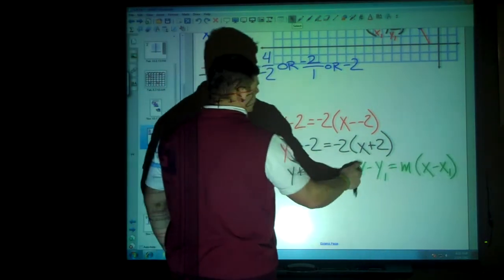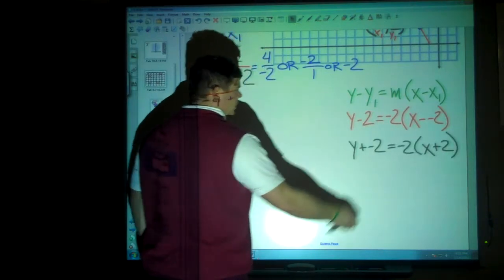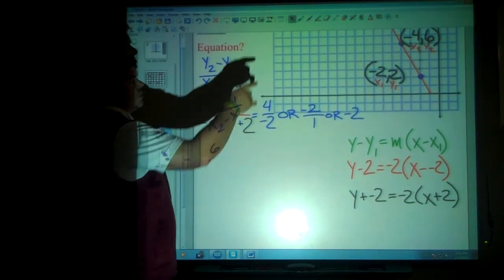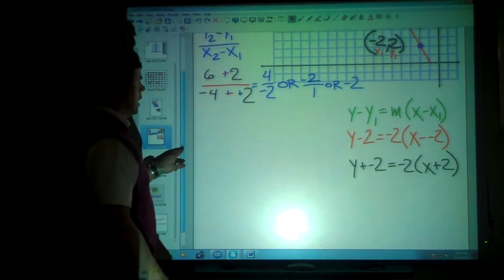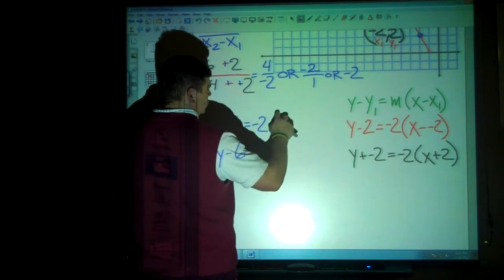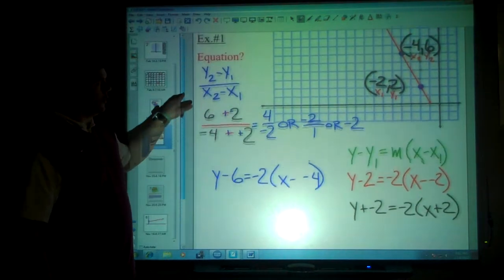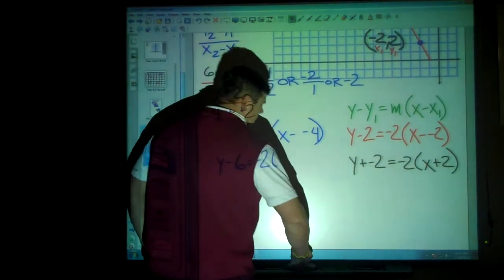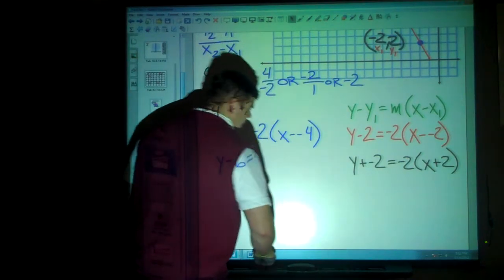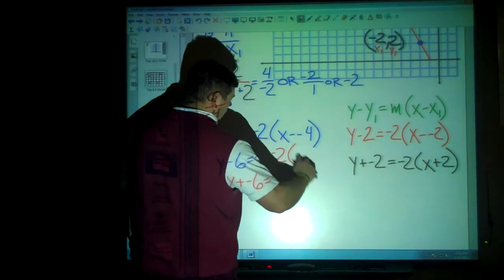But you could also have chosen the other coordinate. There's nothing that says you have to use that one. So we could have used the minus 4 for the x and the 6 for the y. So we would say y minus 6 equals negative 2 x minus negative 4. So that's the other coordinate involved. In which case, it might be more beneficial to make that y plus negative 6 is equal to negative 2x plus 4.